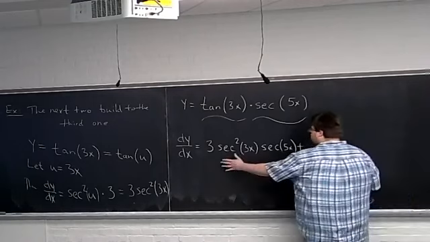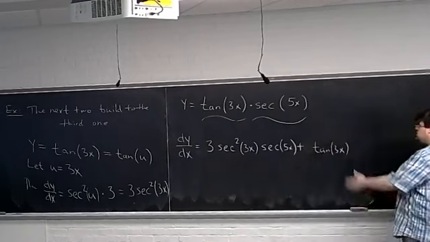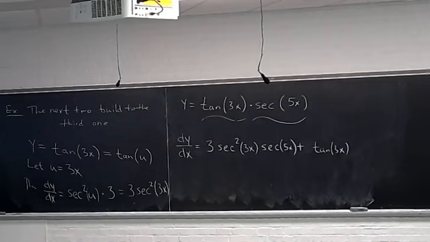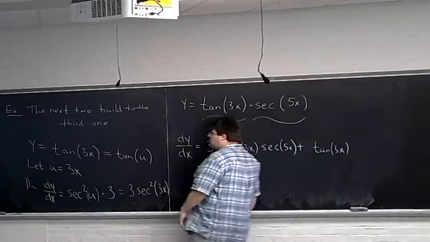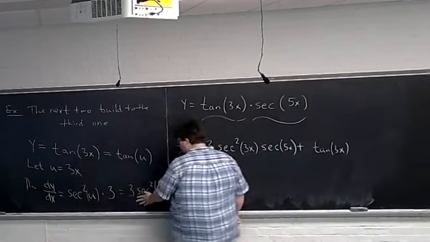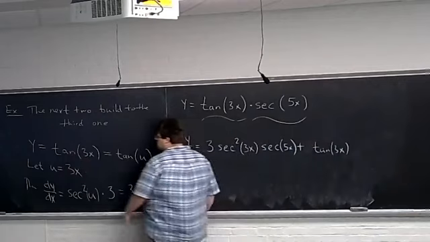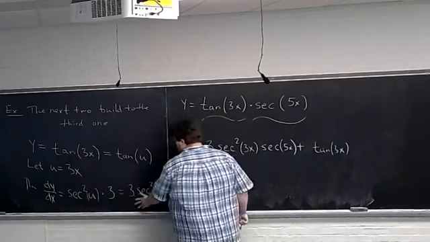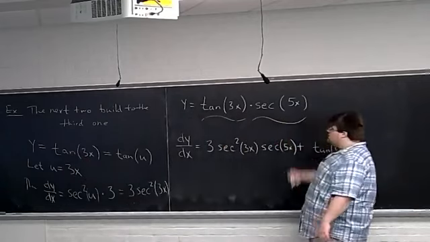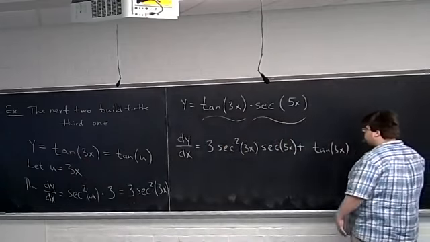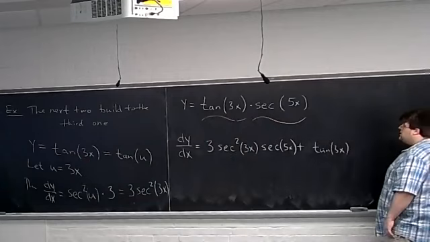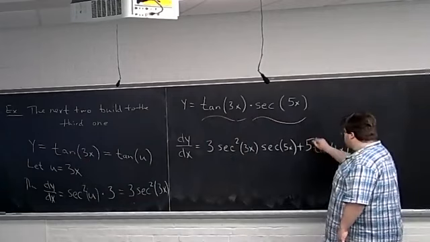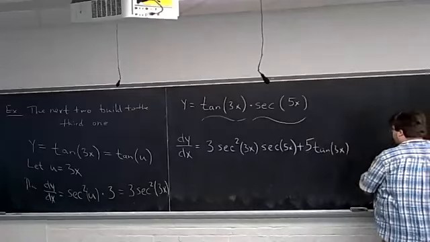Product rule: derivative of the first times the second plus the first times the derivative of the second. How do we do the derivative of the second? Well, we do it just like we did that first one, except we have a secant and a 5x. What did we do here? Well, we took the derivative of tangent, it gave us the secant squared of 3x. We had a 3x, derivative of that was 3. Here we have a 5x, derivative of 5x is 5. So I'm going to put that 5 out front instead of right in the middle.